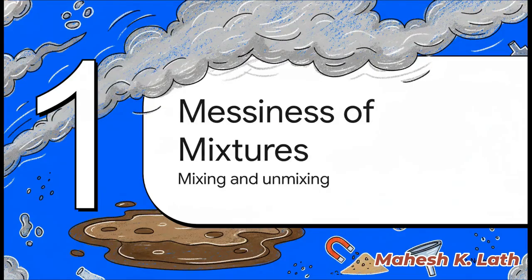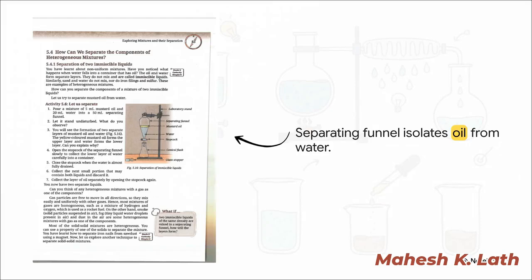Section 1. The messiness of mixtures. The absolute basics of mixing and unmixing. Okay, let's dive into this. Most materials you interact with every day, like a muddy puddle or smoggy air, are non-uniform, heterogeneous mixtures. And because they don't blend perfectly, we can exploit their physical differences to pull them apart.